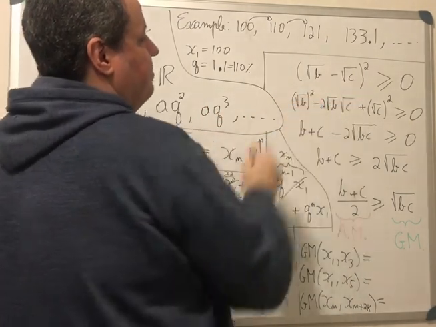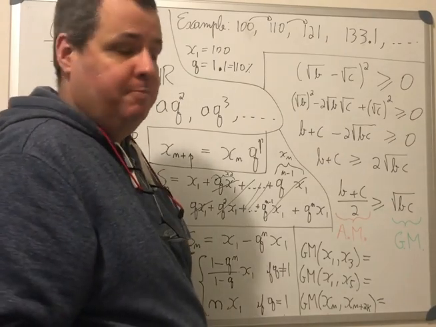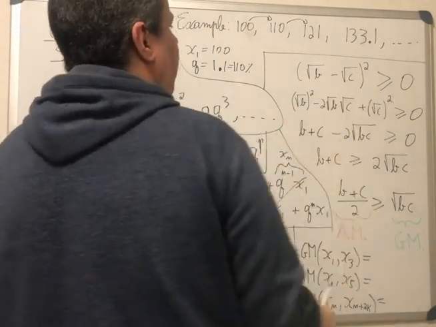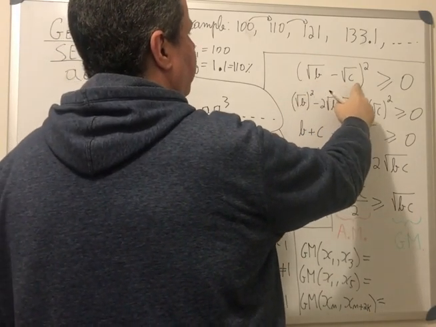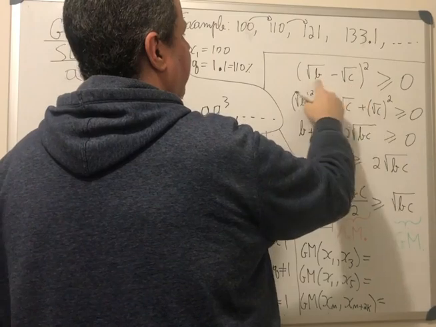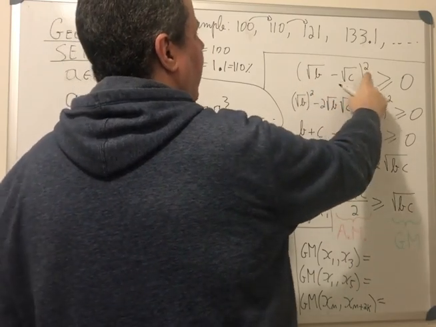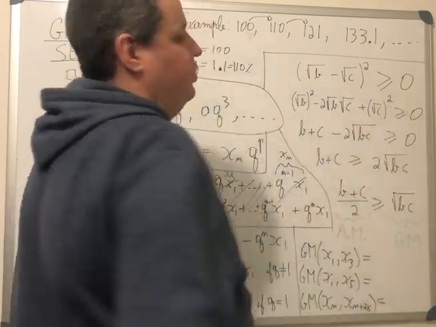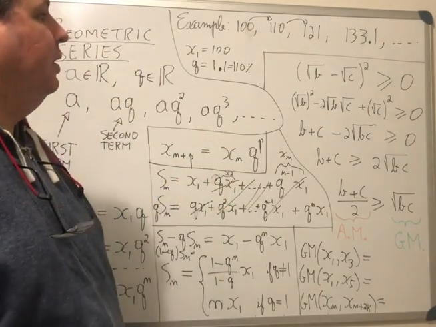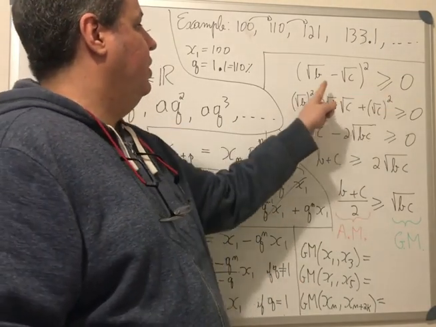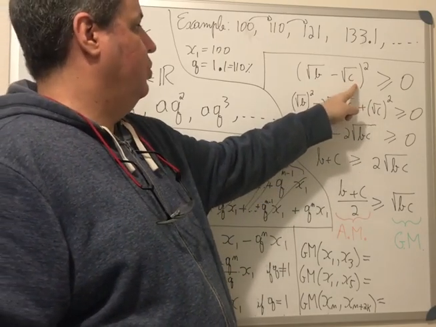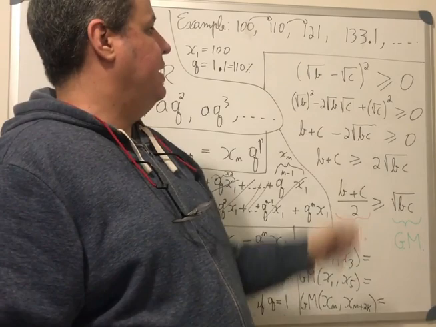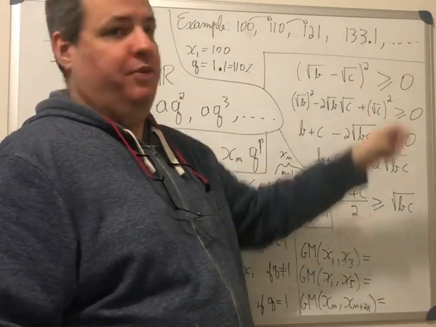Suppose b and c are two positive numbers, and I do this calculation. I know that the square root of b minus the square root of c is a number. It could be positive or negative, I don't know. But if I square it, I have something greater than or equal to 0. More than that, I have equality if and only if b is equal to c. If b is equal to c, this is 0, otherwise it is strictly positive.